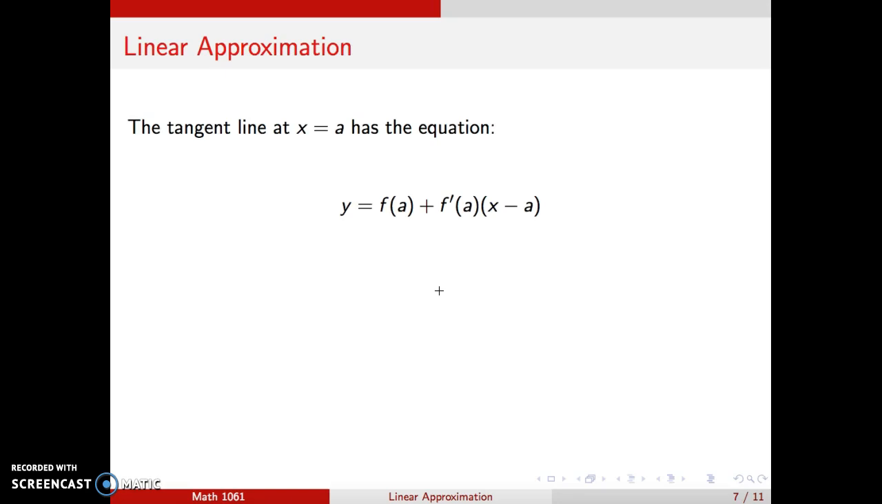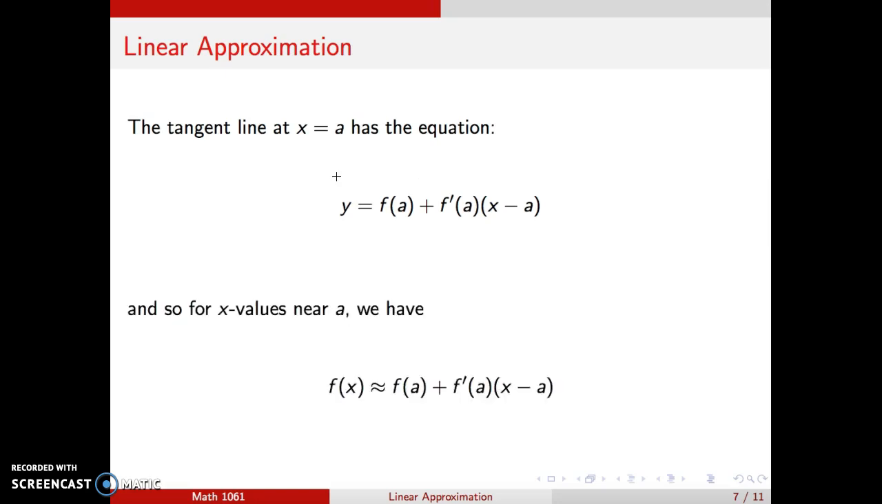So for a differentiable function f, the tangent line at a is given by this equation. For x values near a, the function is approximately equal to the tangent line. That's what we just said in words, now in mathematical notation. Here's the tangent line, and f is approximately equal to that.